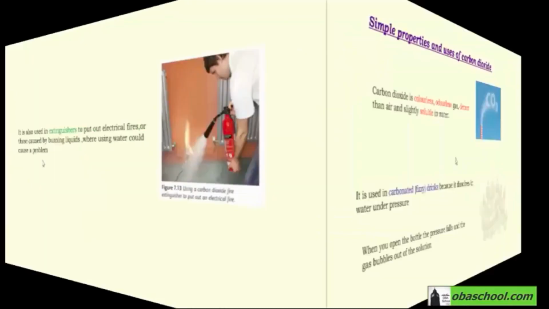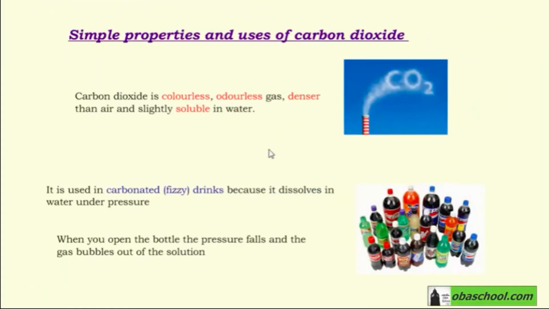So these are the simple properties and uses of carbon dioxide.